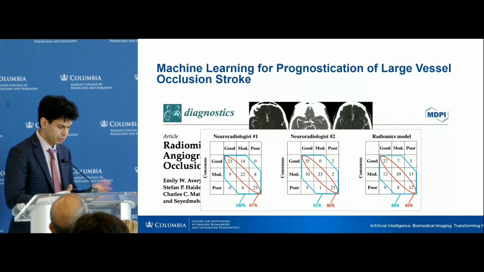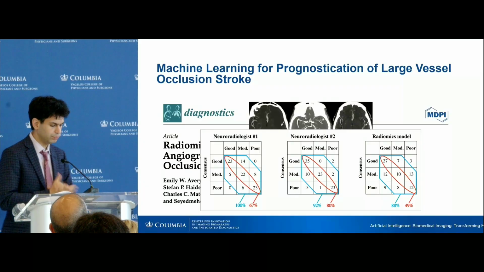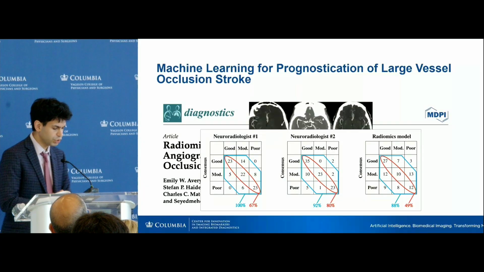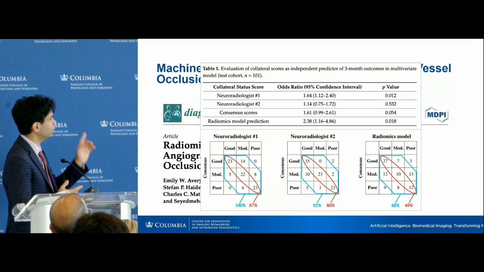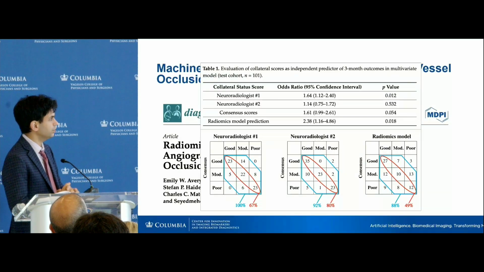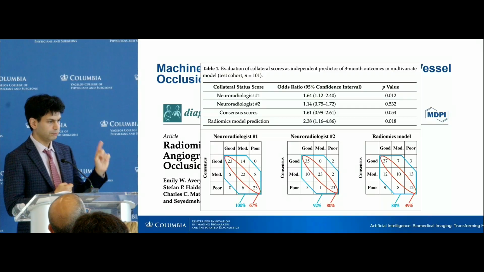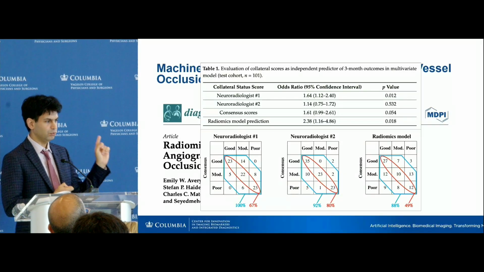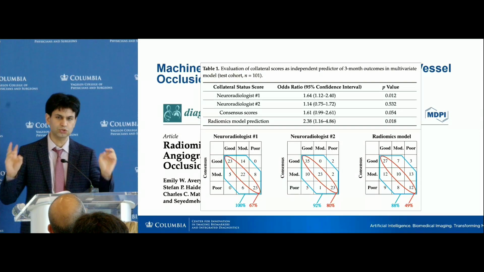So we trained a radiomics model to predict that. And you can see that it does fairly well when we compare it to neuroradiologists. I was one of them, actually. But what was more important was that the prediction of the collateral gave us more meaningful prognostication than the one that we were using as consensus to train the model.